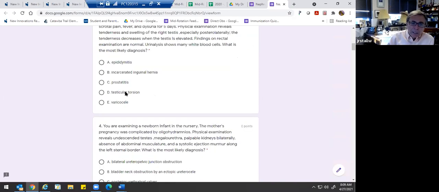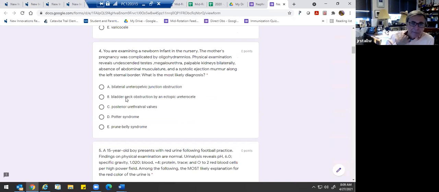4. Newborn nursery. Most of you, I think, got this. This is the classic of oligohydramnios. You're set up for a kidney problem. Undescended testes, a mega urethra, palpable kidneys, and the palpable kidneys are hydronephrosis. Remember, this is a functional hydro as opposed to an anatomical hydro. And the absence of musculature, I don't know what else I can help you here, is that you've got to know the syndrome. This is the classic prune belly.